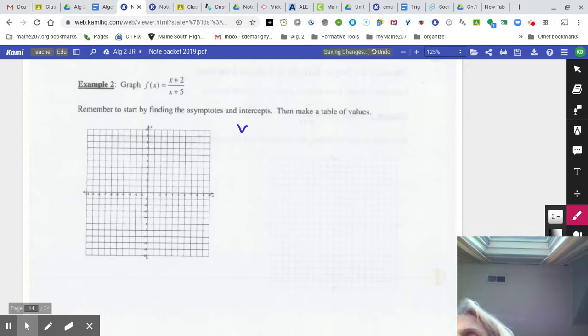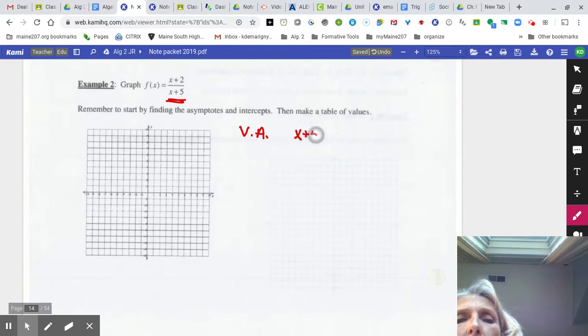Let me change to red. The reason I go with red is because those are excluded values. I can't ever touch those points. So my vertical asymptote, my VA, is whatever is excluded from the domain or the denominator. So if I do x plus 5 is equal to 0, I know right away that the value that x can never be is negative 5. So that's my vertical asymptote.